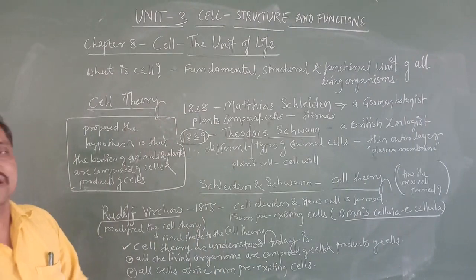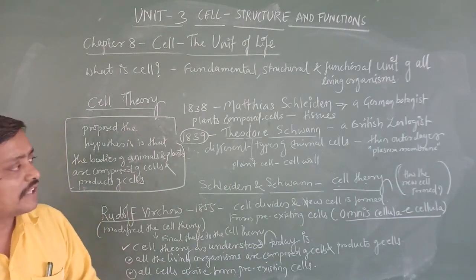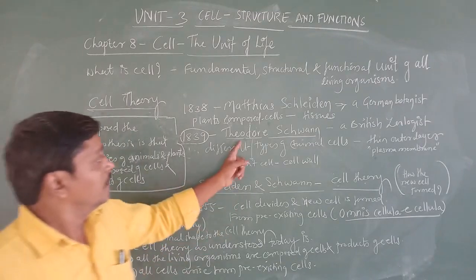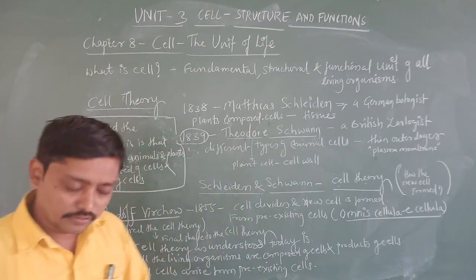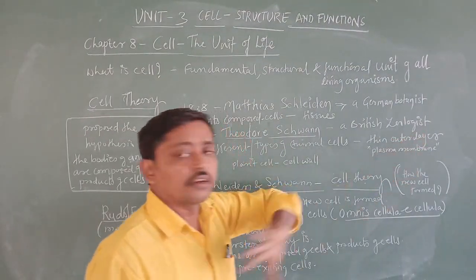Today what do we call the thin membrane that is outside the cell? That is what we call a plasma membrane. That was earlier studied by Theodor Schwann in different animal cells, and he observed that thin outer layer.